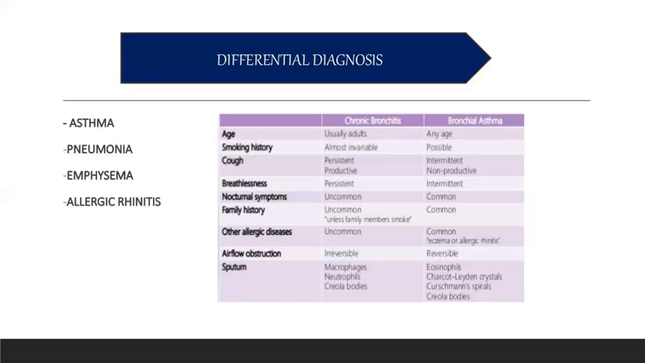Family history: in chronic bronchitis uncommon unless family members smoke, and in bronchial asthma common. Other allergic diseases: in chronic bronchitis uncommon, and in bronchial asthma common. Airflow obstruction: in chronic bronchitis irreversible, and in bronchial asthma reversible. Sputum: in chronic bronchitis macrophages, neutrophils, Curschmann spirals, and in bronchial asthma eosinophils, Charcot-Leyden crystals, Creola bodies.